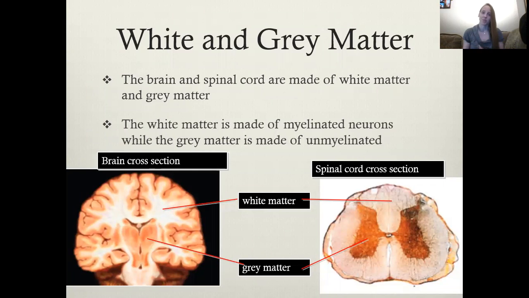You've probably heard the term white and gray matter before. Both the brain and spinal cord have white matter and gray matter. And all that means is if it's white matter, it is myelinated, so it has that myelin sheath around it. The signal is going to transmit more quickly. Gray matter is just unmyelinated, so the signals transmit a bit more slowly, allowing them to disperse to more areas of the body.